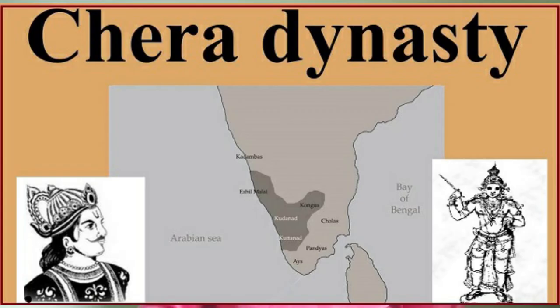Cheras were referred to as Keralaputras in the Ashokan inscription. They controlled the region of present-day Kerala and also the western parts of Tamil Nadu. Okay, Vanji was their capital, and for the Cheras, Muziris and Tondi were their port towns. Right? Vanji is identified with Karur in Tamil Nadu at present. Okay, while some others identify it with Thiruvanjaikulam in Kerala.